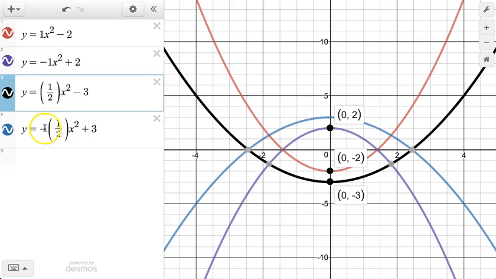And then right here, -1/2. So it's going to open down. And it's negative, but it's 1/2, so it's going to be wider, and then it moves up 3.